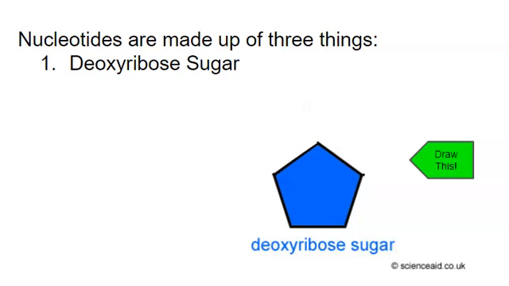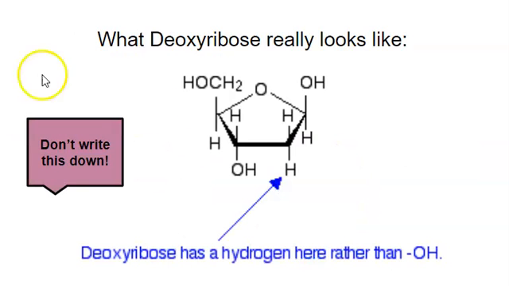Now, we do simplified pictures, right? Pentagon. Here's what it actually looks like, okay? It's still a pentagon, but see how it's got H's and O's, right? You don't have to write this down, but I'm just showing you it's made up of carbons and hydrogens and oxygens, so we oversimplified things, right? And remember, the reason we call it deoxyribose, it's missing an oxygen here.